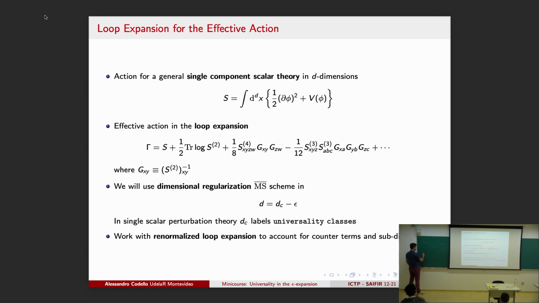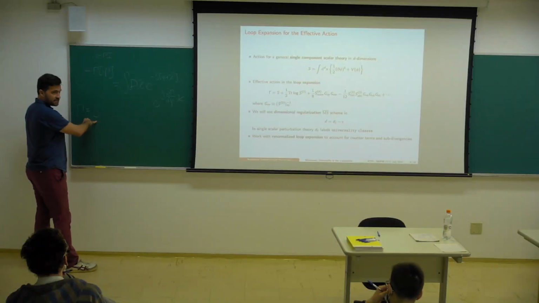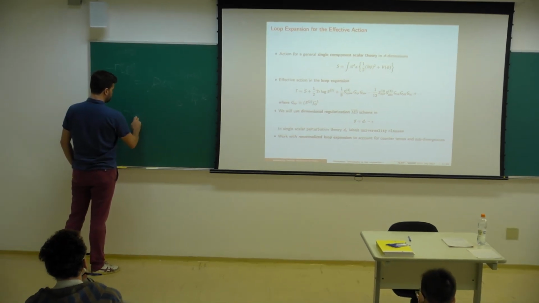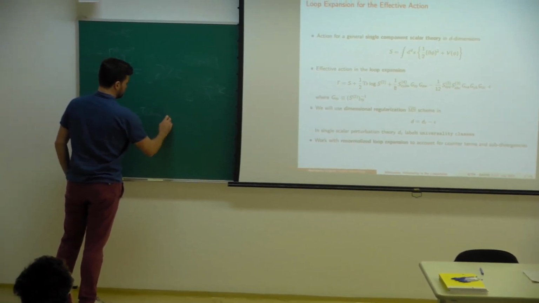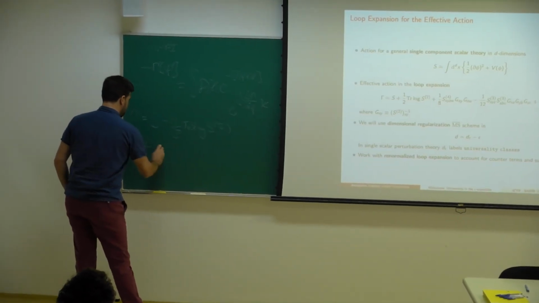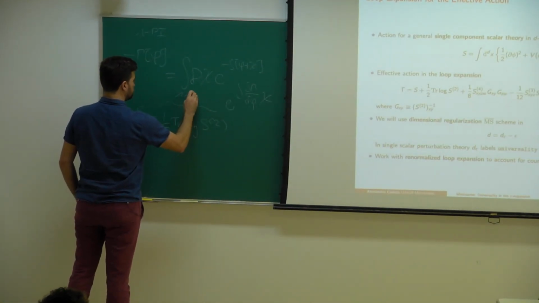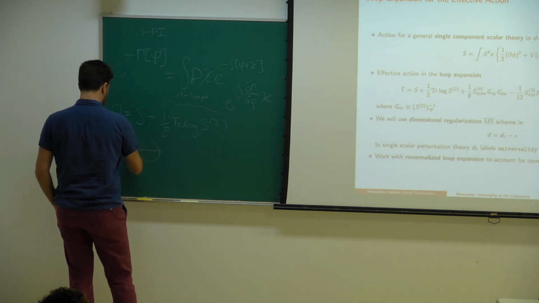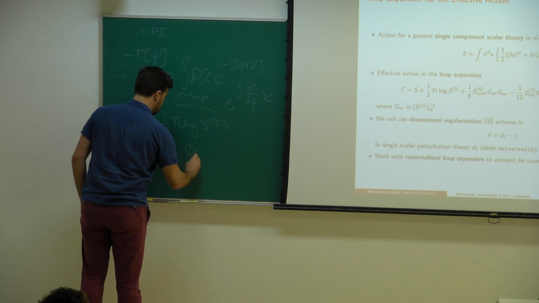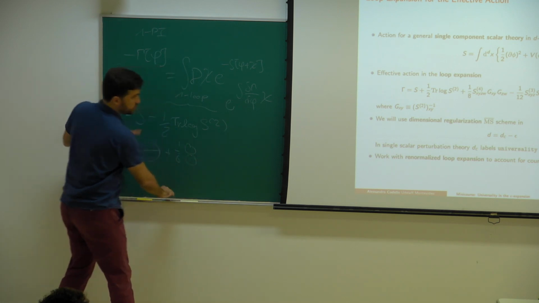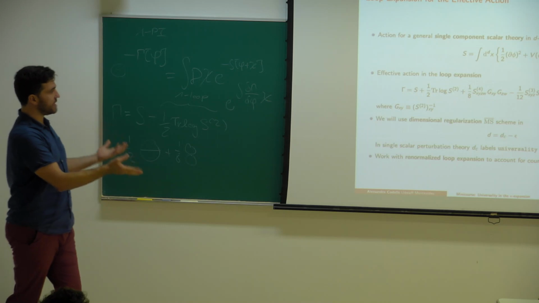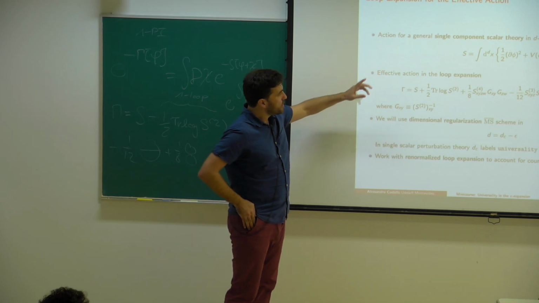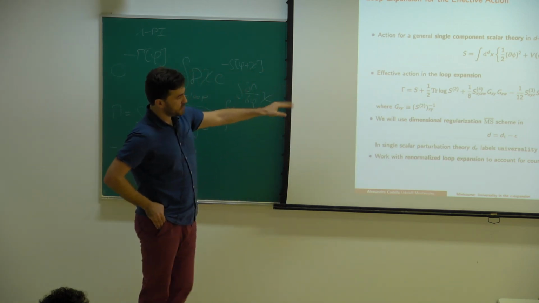we write it so that the tree level is the action, and then we have 1/2 the trace log of the Hessian, and this is the one loop diagram, and then we have a 2 loops contribution, and then we have these 2 loop diagrams and so on. Okay, so this is the standard framework of perturbative quantum field theory. We're going to put some exercise about it if you want.